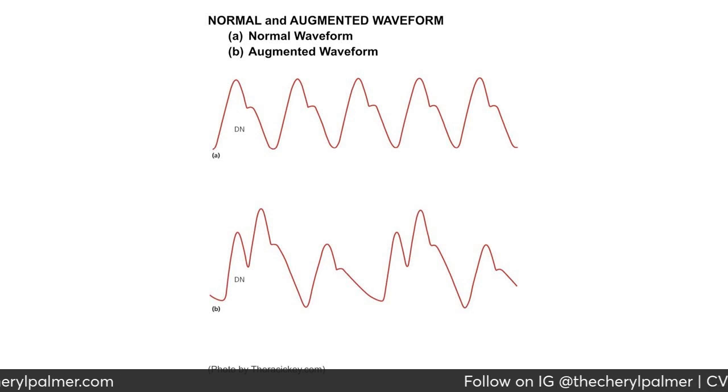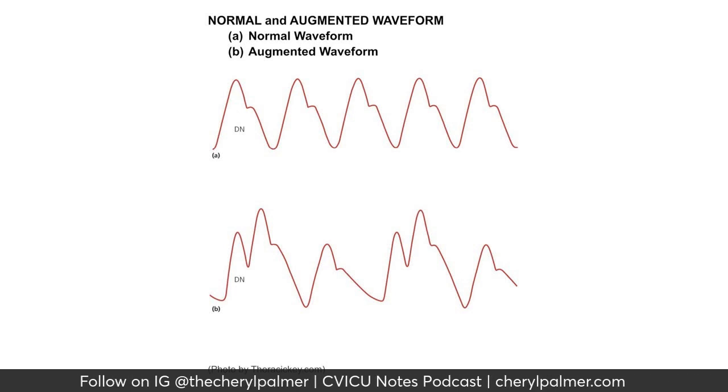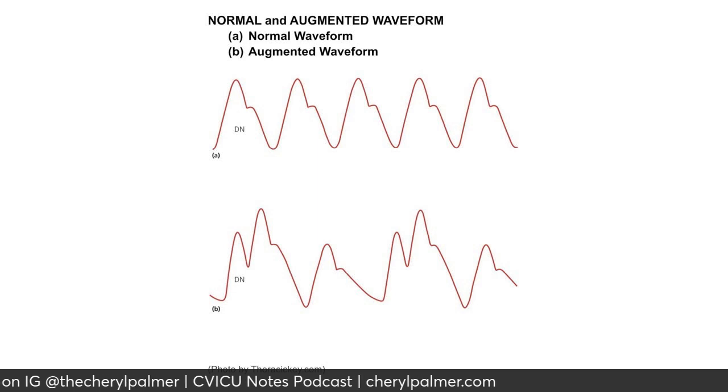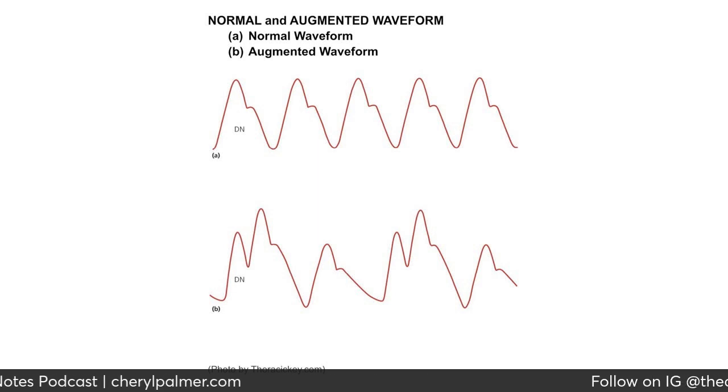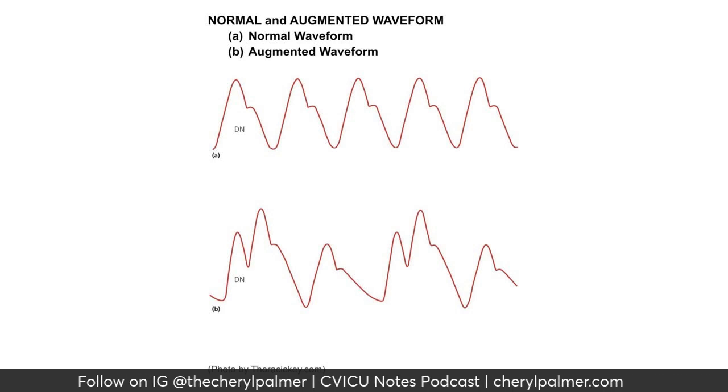So in these pictures, you can see normal and augmented waveforms. Normal waveform is at the top, and then the augmented waveform you can see is at the bottom. The dicrotic notch is way lower in the bottom one compared to the top.